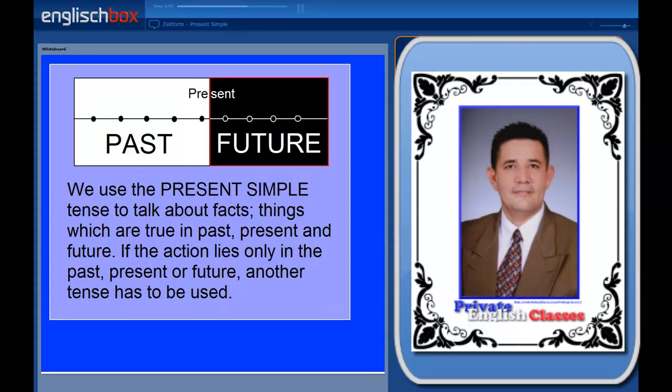For example, I can use the present simple to talk about habits, habitual activities or actions. I play tennis every Saturday. I go to the cinema quite often. I sometimes phone my parents at the weekend. All these things are true in the past, the present, and the future.